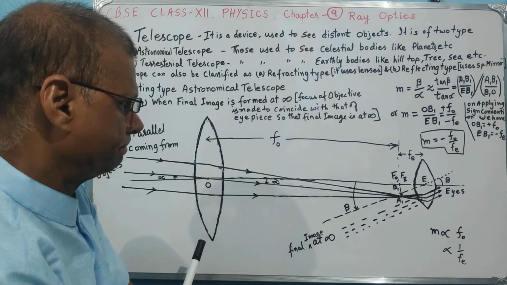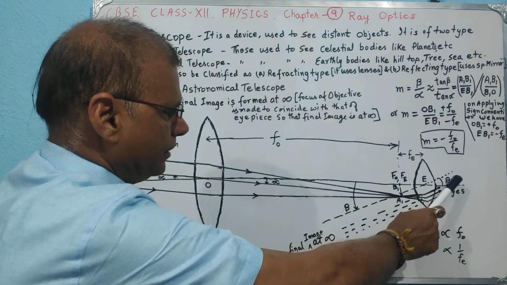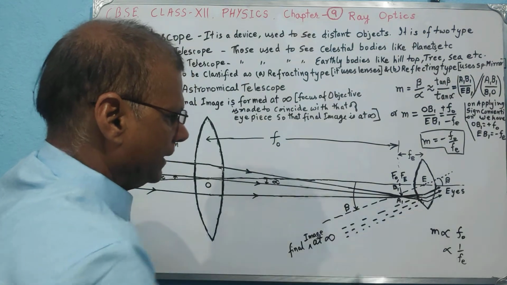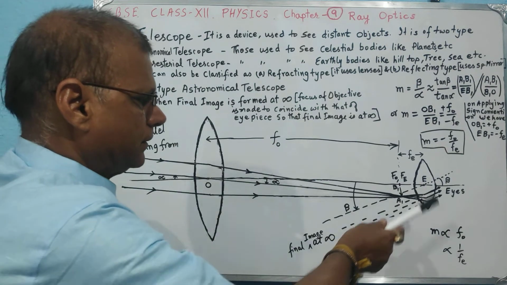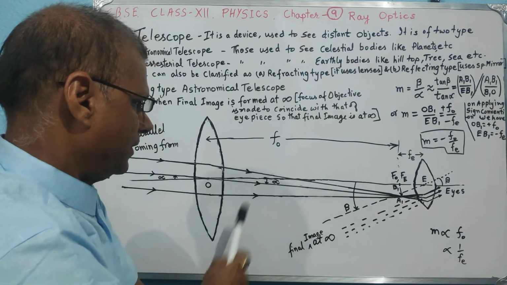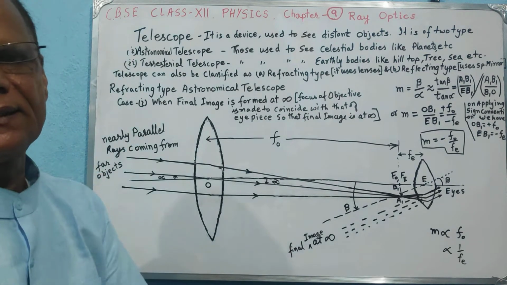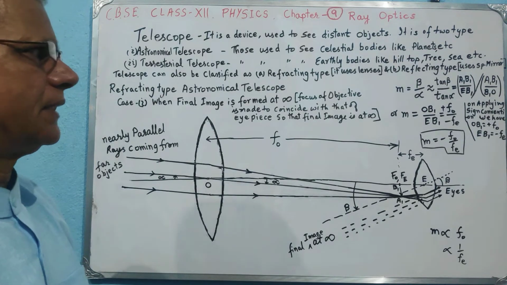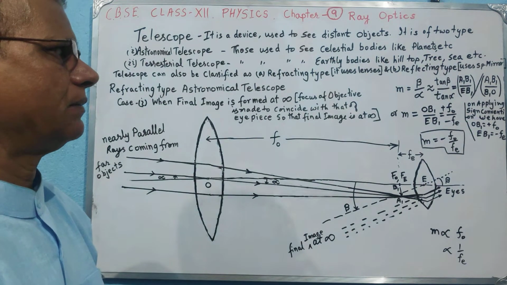and this is angle beta, which is the angle subtended by the final image on our eyes. Now the value of beta can be found by taking the tan value of beta, as we have found the value of alpha. We have considered that angles alpha and beta are small, so that beta can be nearly equal to tan beta and alpha can be nearly equal to tan alpha.